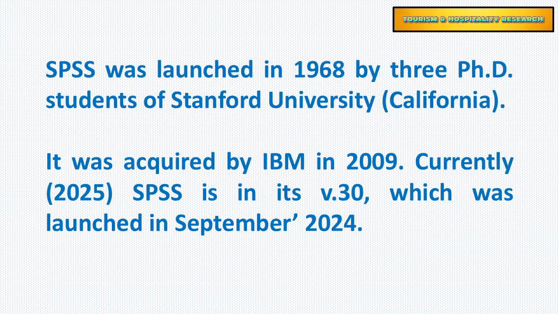SPSS was launched in 1968 by three PhD students of Stanford University, California. It was acquired by IBM in 2009 and currently SPSS is in its version 30, which was launched in September 2024.